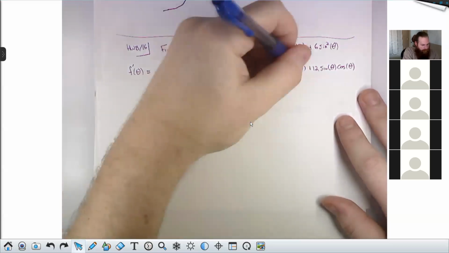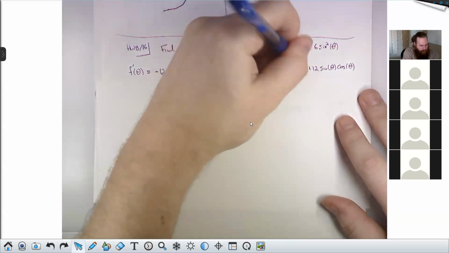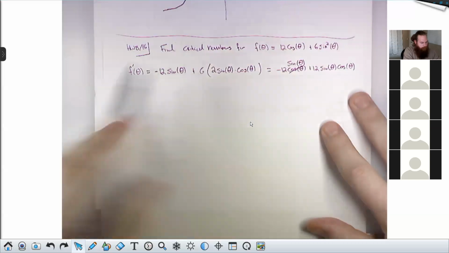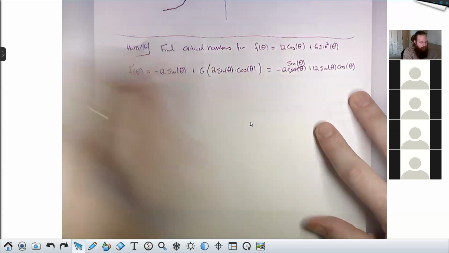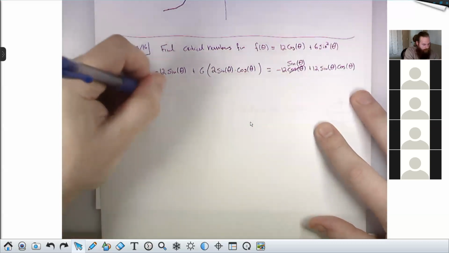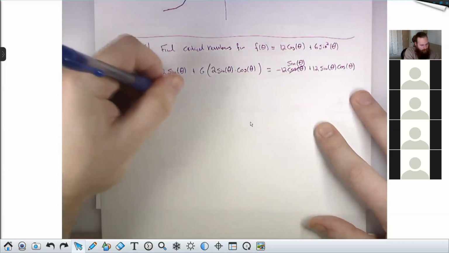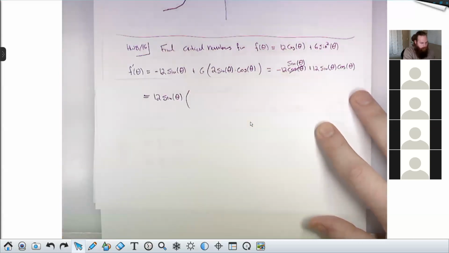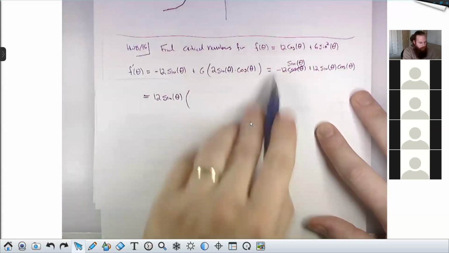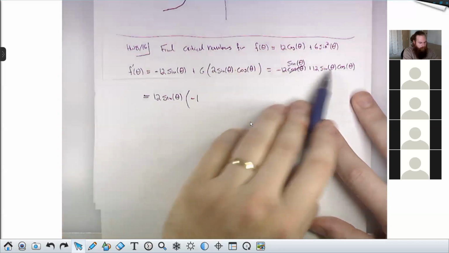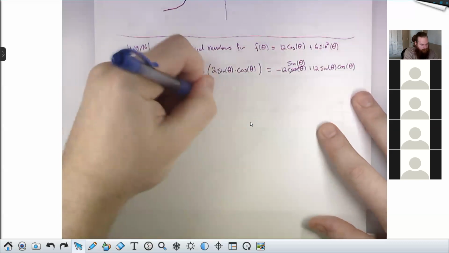Okay, yeah, this should be sine. Sorry, I just copied this down wrong. Negative 12 sine theta. So instead of factoring 12 cos theta out, I'm going to factor 12 sine theta out. That was looking too easy. When I factor 12 sine theta out, this piece will become a negative 1, and this piece will become cos.